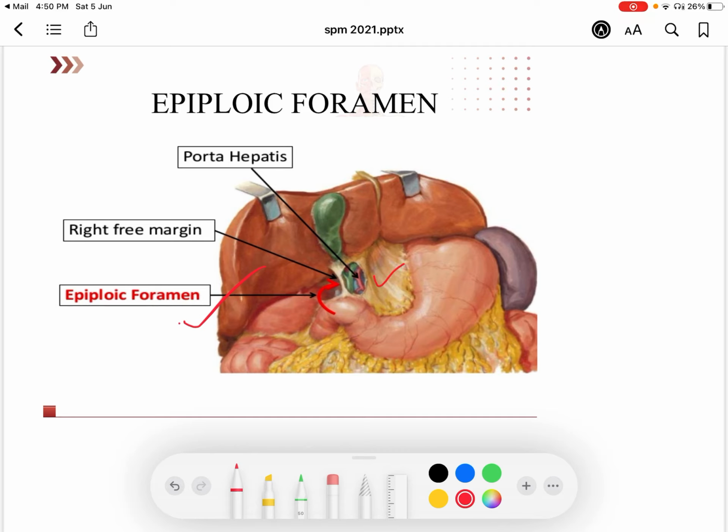This is the lesser omentum attached on the lesser curvature of the stomach, and this is the right free margin of the lesser omentum. This right free margin is attached on the first 2.5 centimeters of the first part of the duodenum, so this part is covered by the peritoneum. The structures lying in the right free margin enter the porta hepatis. Coming out are the right and left hepatic ducts, and entering are the portal vein and hepatic artery, and this is the greater omentum.